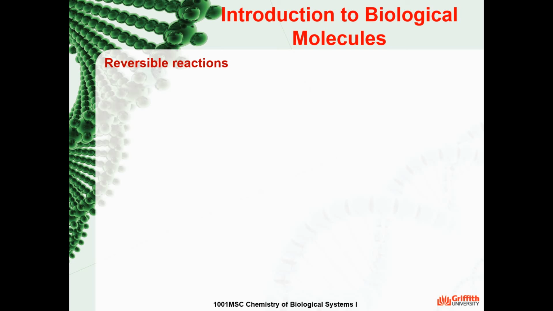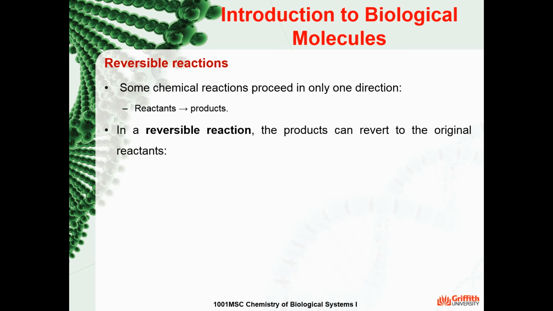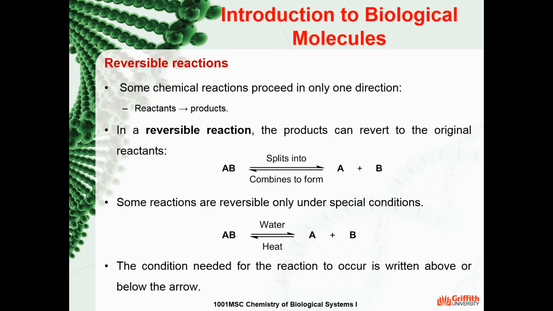Some reactions happen in only one direction, that is, from left to right, so we use one arrow in these reactions. Other reactions are reversible, so the forward and reverse reactions can happen at the same time. We use two half arrows pointing in opposite directions to represent this. Some of these reactions require special conditions. For instance, water is necessary for the forward reaction. For the reverse reaction, we need heat. We usually write these special conditions above and below the arrows.